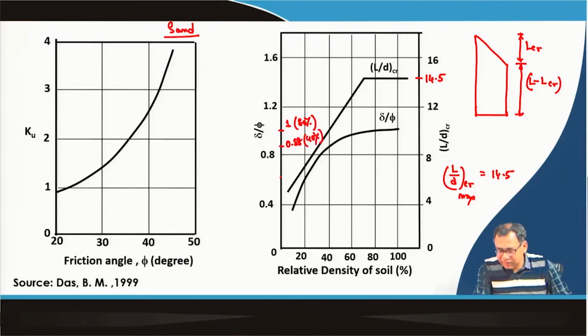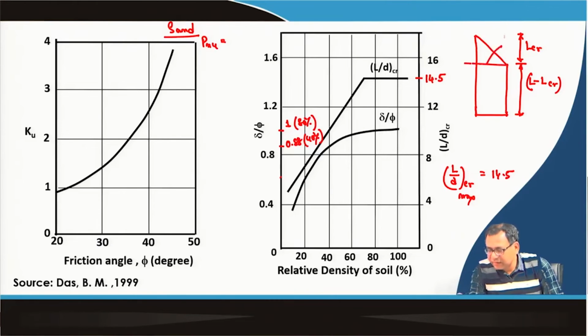So, this chart is for delta by phi, this chart is for critical length, and this axis is for delta by phi, this is for the critical length axis, and the x axis is the relative density. So, finally, for granular soil, the P net ultimate for this type of case we can determine.